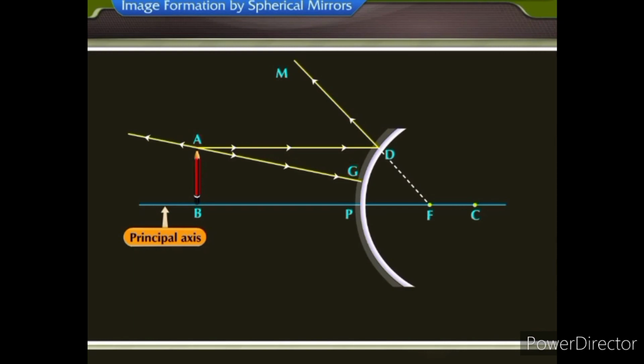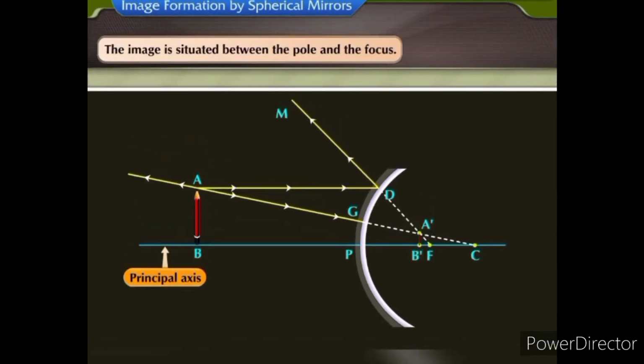The two reflected rays DM and GA do not actually meet at a point but appear to meet at point A' behind the mirror. Thus, A' is the virtual image of the point A. Hence, A'B' is the virtual image of the object AB. The image is situated between the pole and the focus. The image is virtual, upright, and diminished.